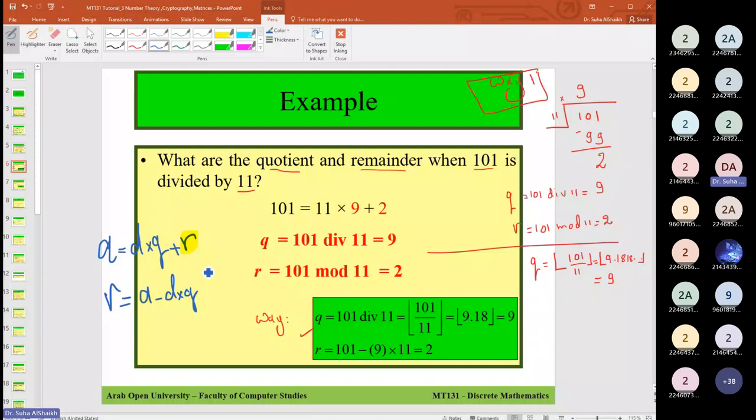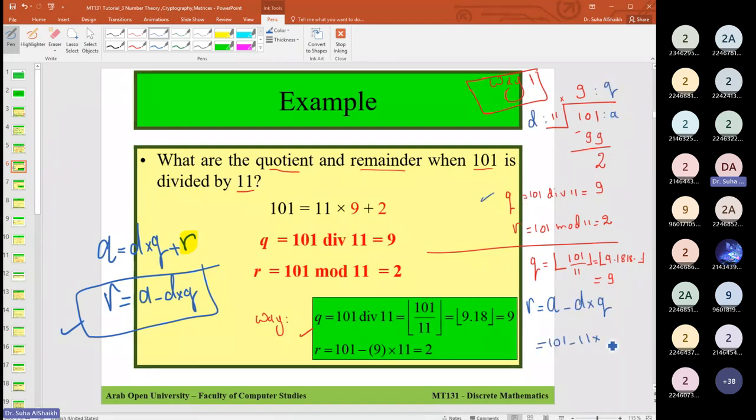So I have R equal to A minus D multiplied by Q. Of course, A is 101, D is what I'm dividing by, which is 11, and Q is the quotient that I found here. So A is 101, D is equal to 11, and Q is equal to 9. So this is 101 minus 99, and again, this is equal to 2. And this will give me my R.